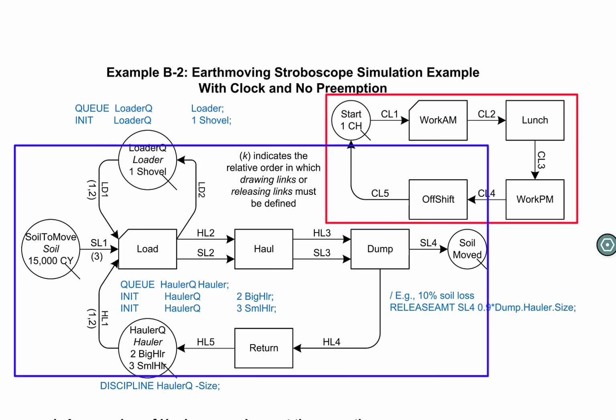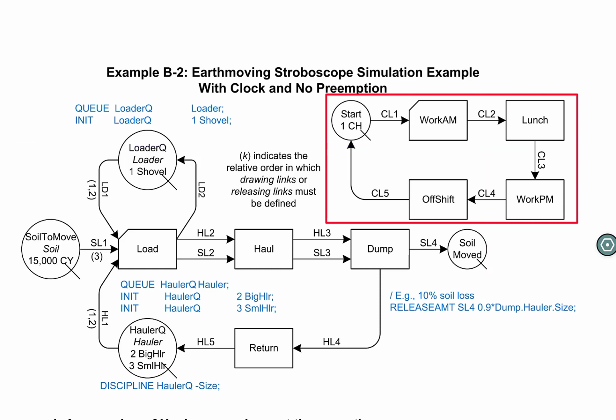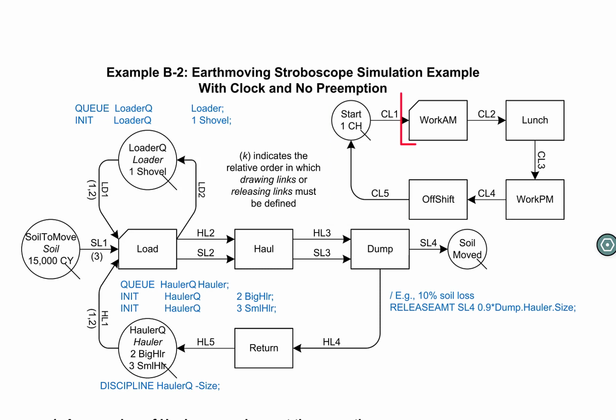This example actually has two networks in it. On the upper right corner, there is a second network that represents a clock, a daily clock. This network has one combi, work AM, which represents the work in the morning. It is succeeded by a normal activity lunch, which represents a 1 hour break for lunch, which is succeeded by work PM, which represents the work in the afternoon, which is succeeded by off shift, which represents the time from the end of work on one day to the beginning of the work on the next day.